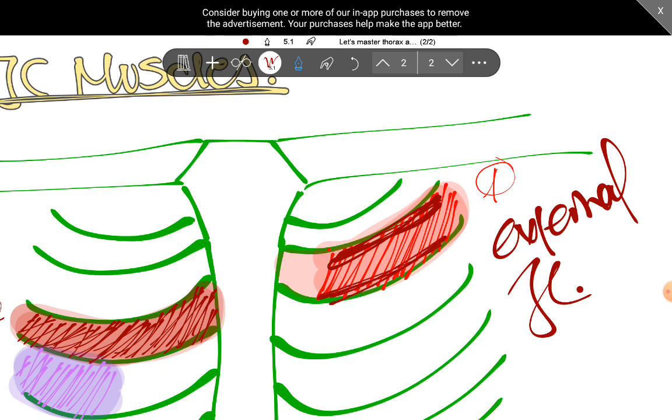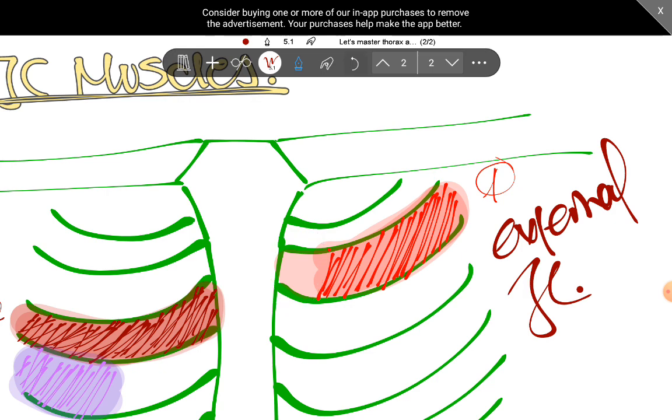It extends downwards and forwards. It starts from the tubercle of the rib to the costochondral junction. If that's the cartilage, that's the continuation of the rib, and that's the costochondral junction where it ends. So it extends from the tubercle of the rib behind to the costochondral junction anteriorly, and it continues here at the anterior as the anterior intercostal membrane. That anterior intercostal membrane has no muscular fibers here.